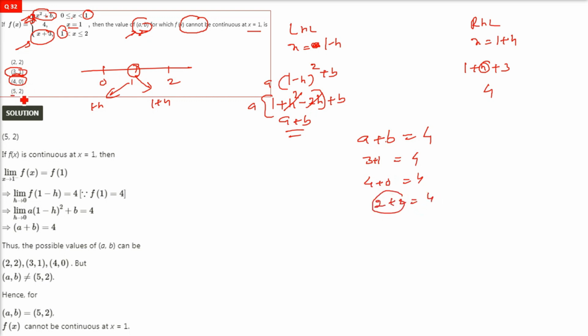One of the options, 5 and 2, is not valid because 5 + 2 is actually equal to 7, which is not equal to 4. So 5 + 2 is 7. 7 is not equal to 4. So 5 and 2 is the point of non-continuity, that is the a and b pair for which f(x) cannot be continuous at x = 1.